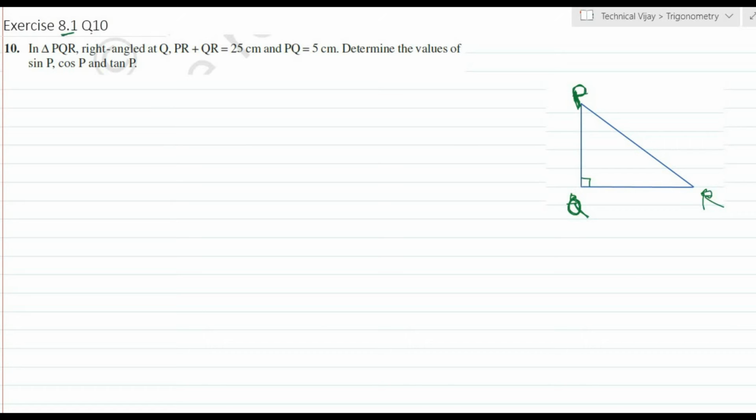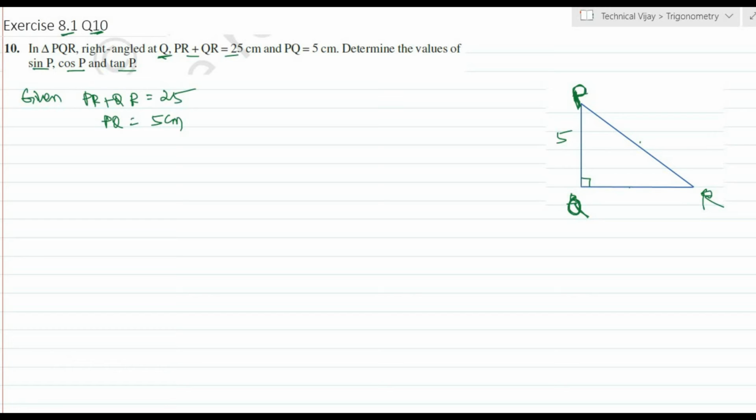So exercise 8.1, question number 10. In triangle PQR, right angled at Q, PR plus QR is equal to 25 centimeter, and PQ is equal to 5 centimeter. So determine the values of sin P, cos P and tan P. Before going to find that out, we have to calculate the sides' lengths so that we are able to calculate. So when this is 5 and this plus this is equal to 25.